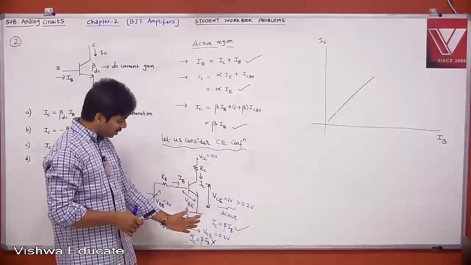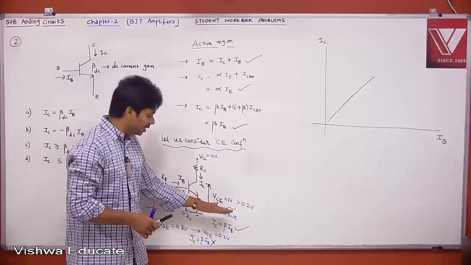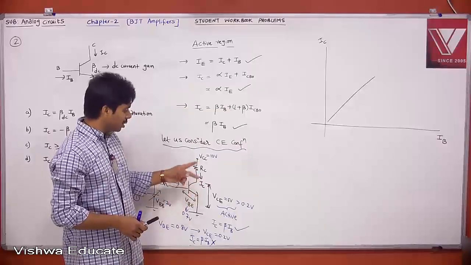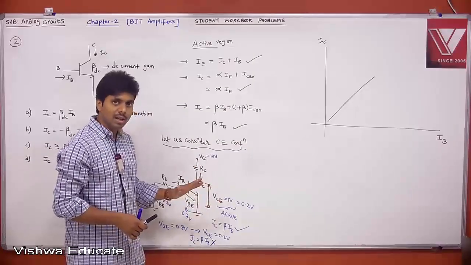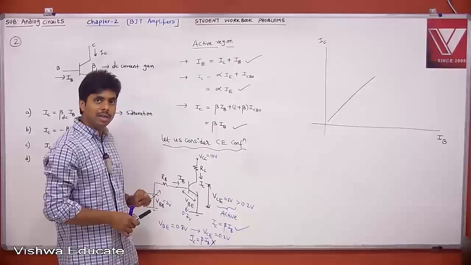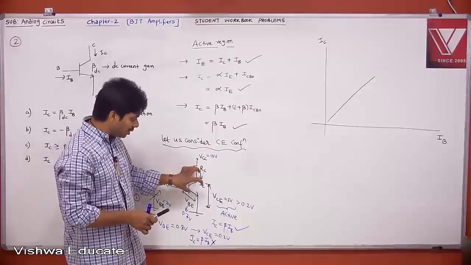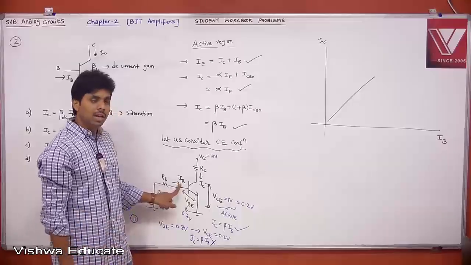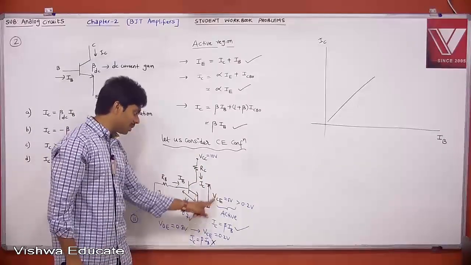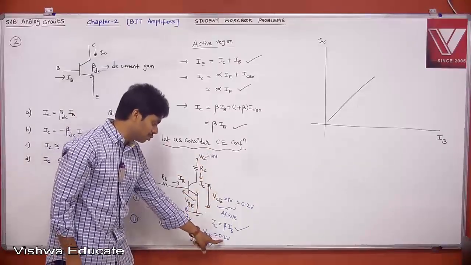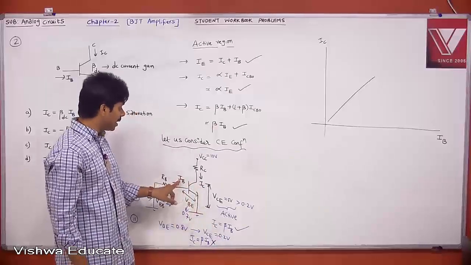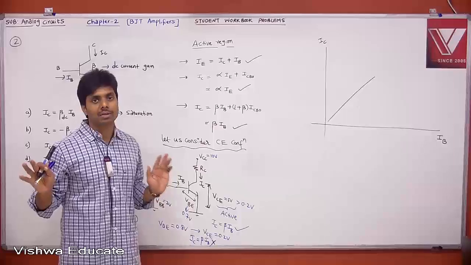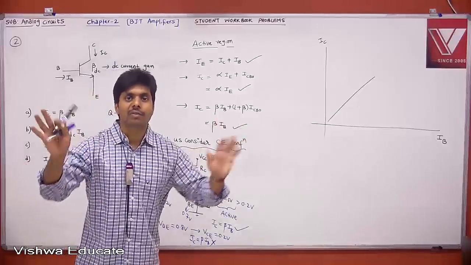Till it is not entering into saturation, if it is in active region, then your IC is controlled by IB. Then if IC is changing, the drop across RC is changing, then VCE is changing. Therefore, your output is controlled indirectly by your IB. But now, once the transistor entered into saturation, IC is not controlled by your IB. Your IC will be controlled by your output parameters. And when VCE reaches 0.2, then your IC is independent of IB, because it came out of active region.